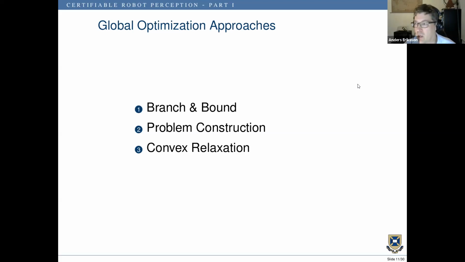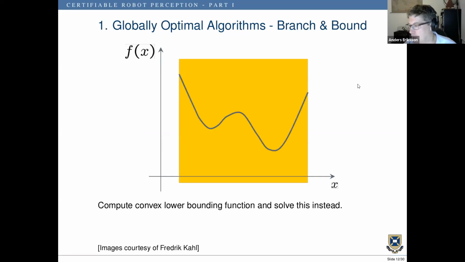Those are the basics. And we're now ready to start talking about global optimization. And as I mentioned before, I'm going to go through 3 different concepts. The first one is an algorithm called branch and bound. The second one is this approach of problem construction. And the third one is using something called convex relaxation. So starting with branch and bound.